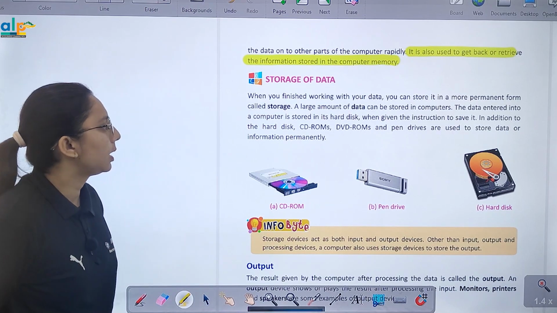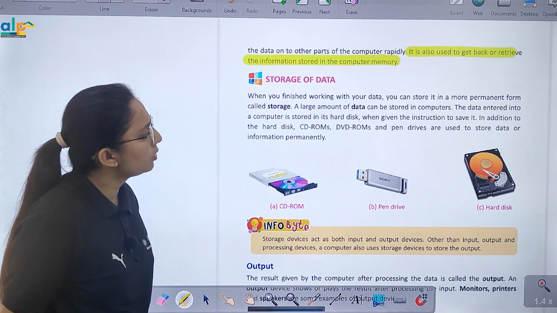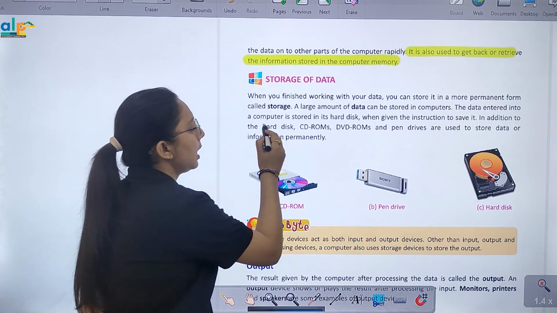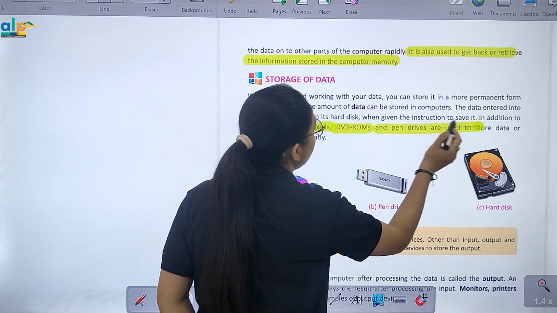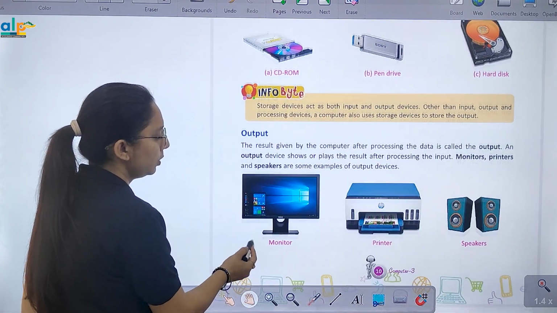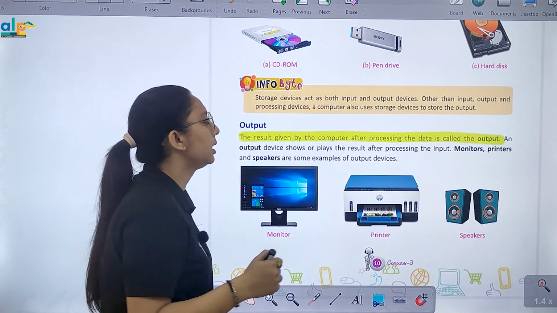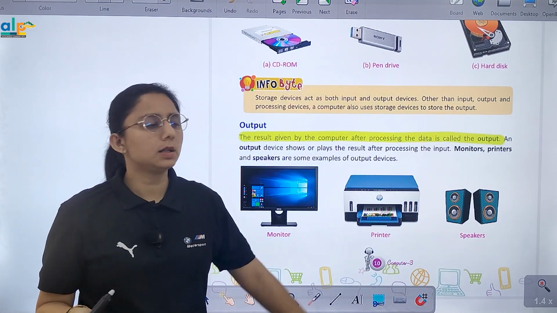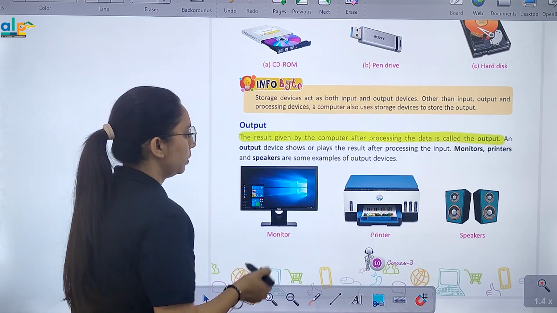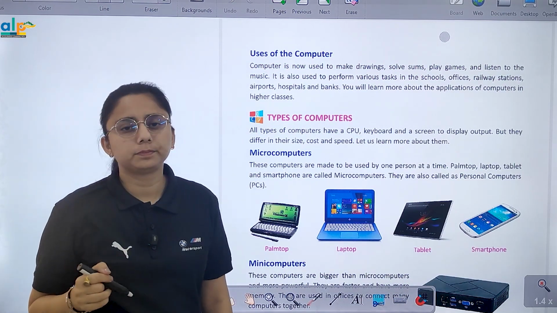Then we have storage of data. We store data in different forms in a permanent way. A large amount of data can be stored in the hard disk, CD-ROM, DVD-ROM, pen drive, right? Then we have output. What is output? The result given by the computer after processing the data, इसको हम output कहते हैं. ठीक है, displays on the monitor screen. और जैसा आपका प्रिंटर है वो आपको हार्ड कॉपी दे रहा है, it is also an output. स्पीकर जो आपको साउंड दे रहा है, it is also an output.